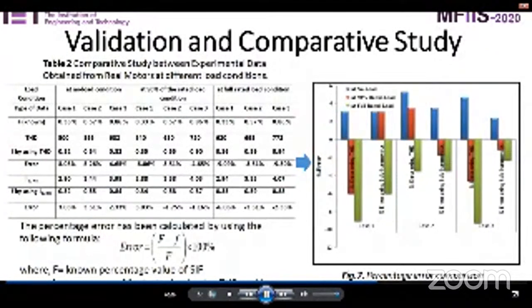The percentage error has been calculated by using the following formula, where error is equal to (F minus f) divided by F, into 100%, where capital F is the known percentage value of stator interturn fault and small f is the percentage of fault obtained using TSD and 12 Hz frequency subharmonic component of stator current.